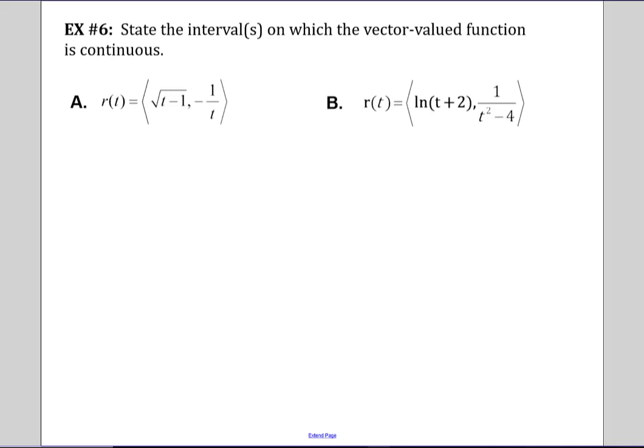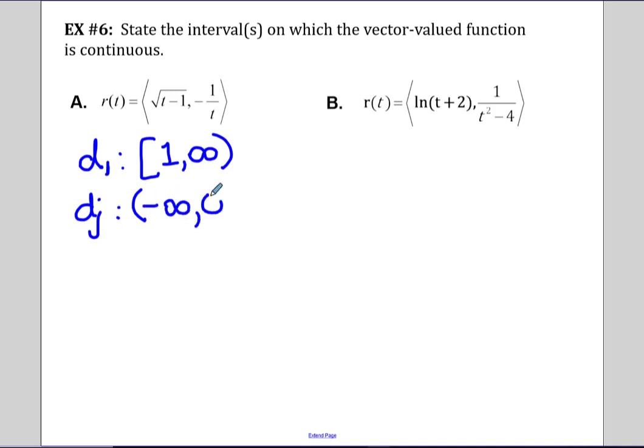In example 6, we want to state the intervals on which the vector valued function is continuous. So, to be continuous on an interval, we have to be continuous at every point on the interval. So I want to consider the domain in the i direction for the square root of t minus 1. That domain would be inclusive from 1 to infinity. And then the domain on the j, we would have to jump over the value at 0. So we wouldn't be continuous at 0, but we would be continuous everywhere except 0.